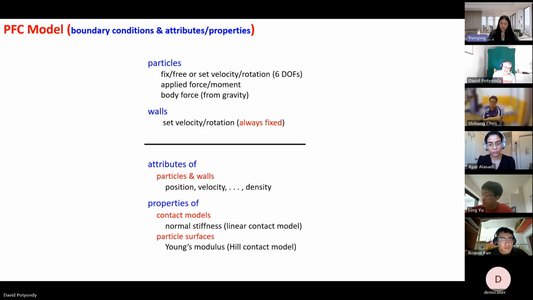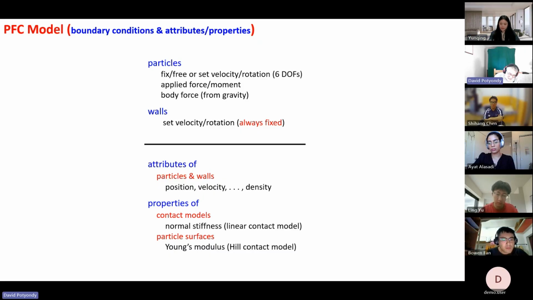And then the particles, think of it this way: the particle has all these attributes, as we call them, all this data associated with it. So I have one particle and it has a position, it has a velocity. If it's a sphere, it has a radius. It has tons of stuff. Those are called attributes: velocity, position, density, for example. Same thing with walls.